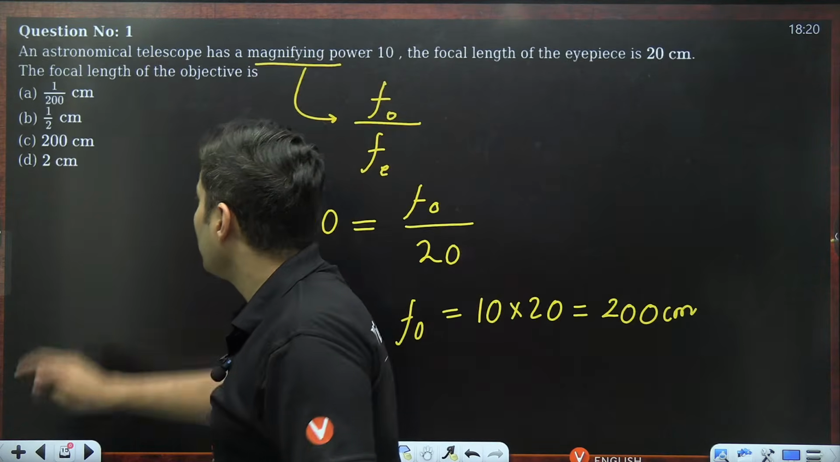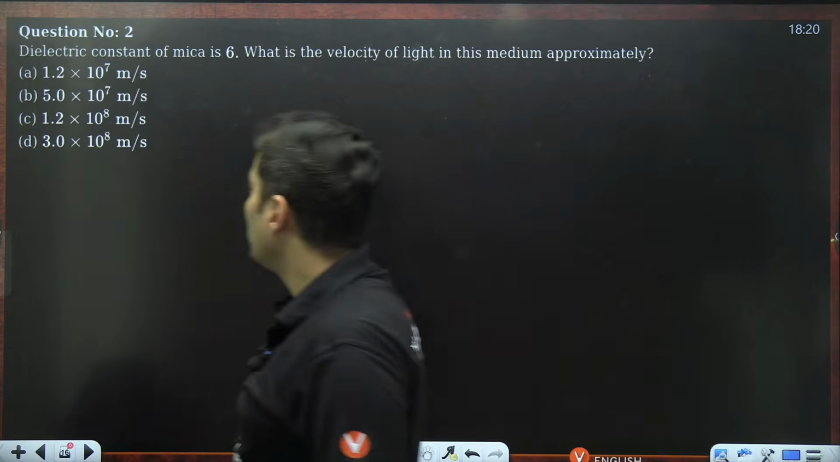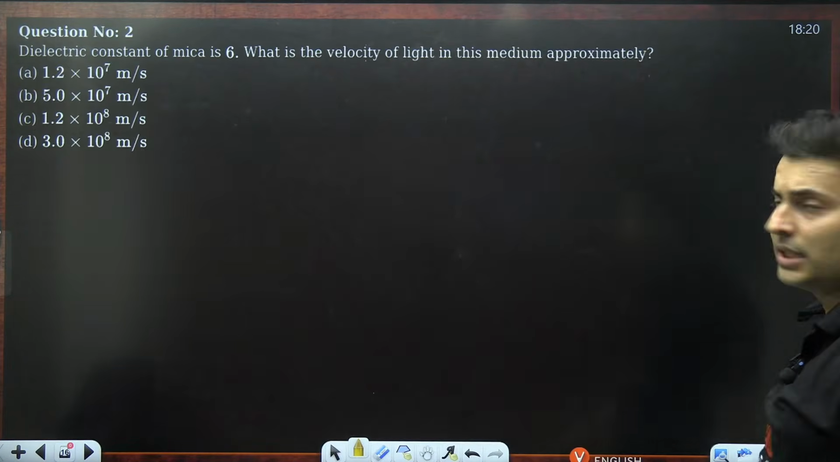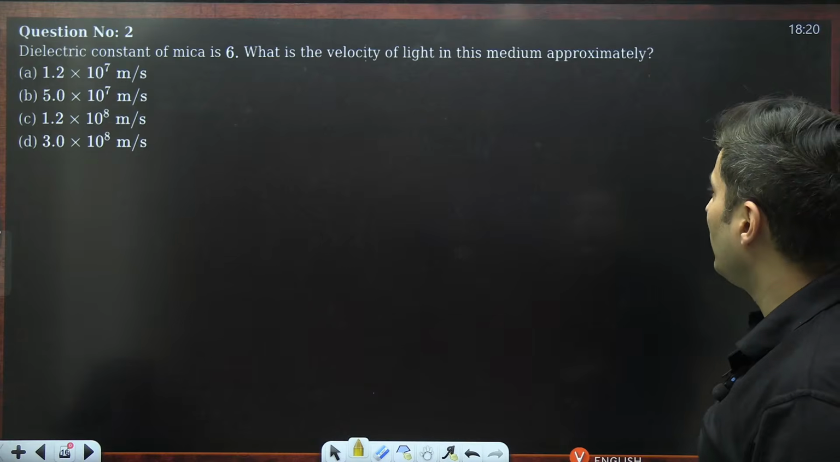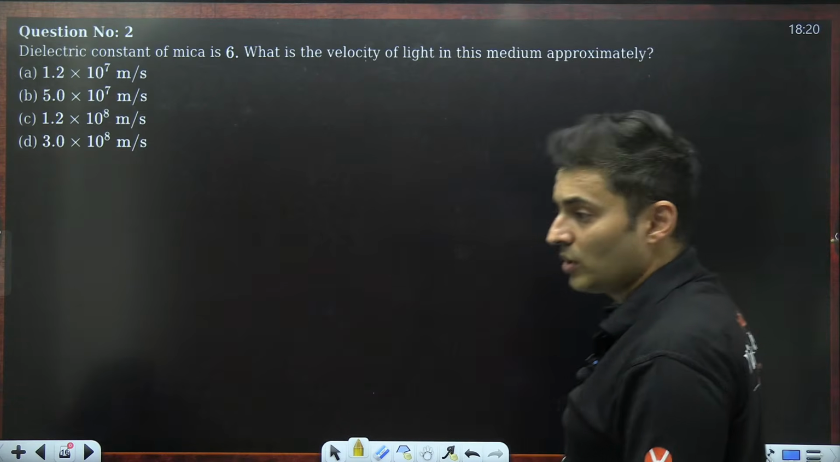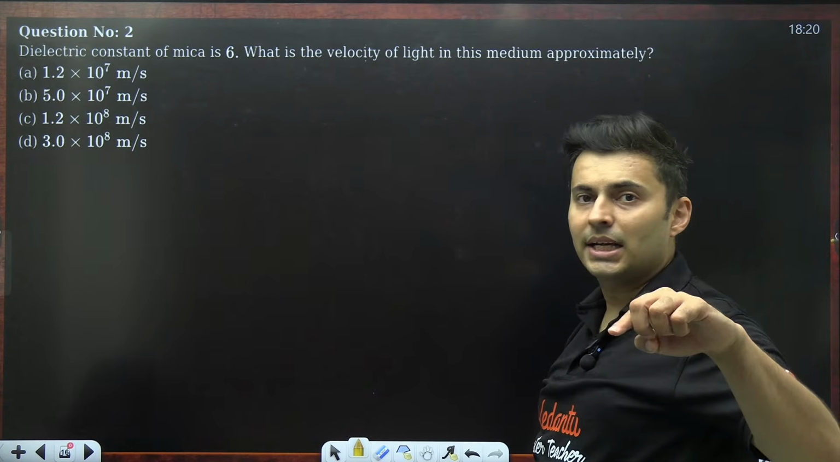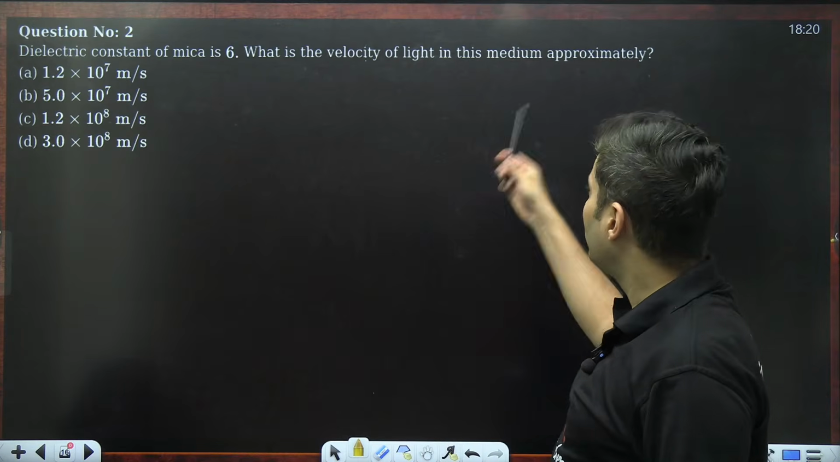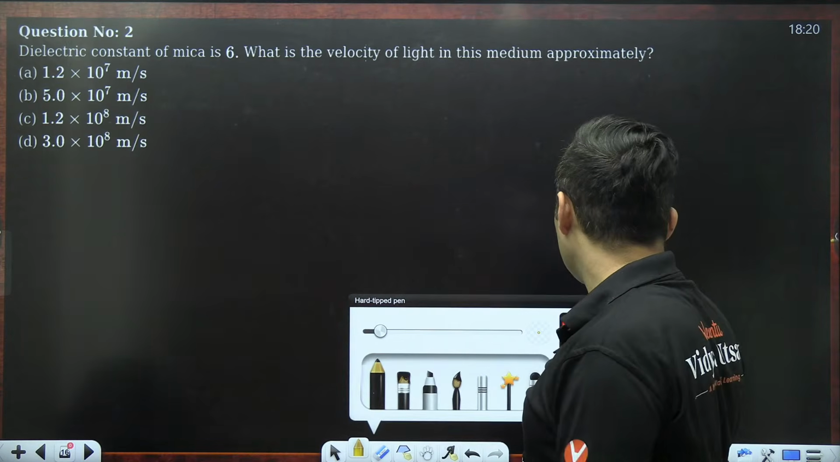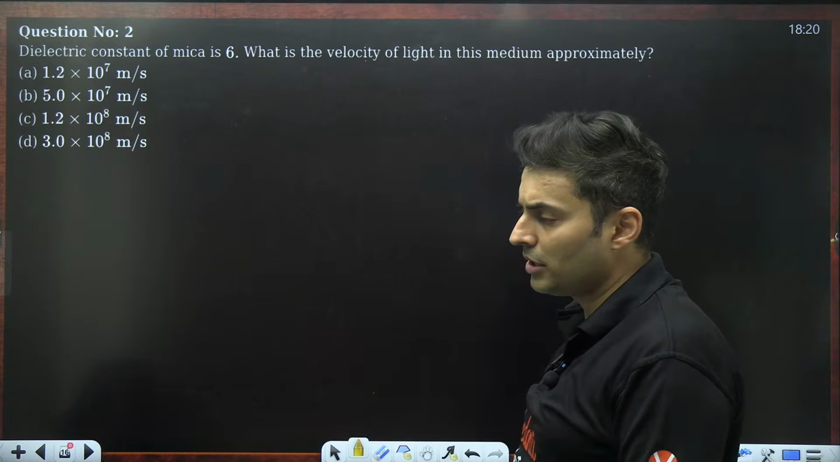Option C, correct. Yes, option C is the right answer. Moving on to the next one. The dielectric constant of mica is 6. What is the velocity of light in this medium approximately? How is the dielectric constant related to the velocity of light? Maybe it is related to the refractive index somehow or the other.